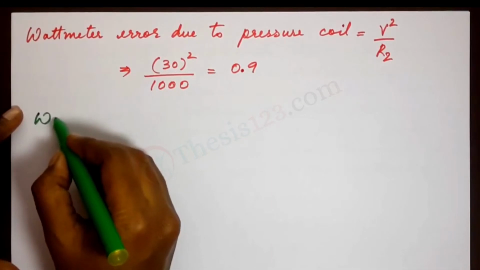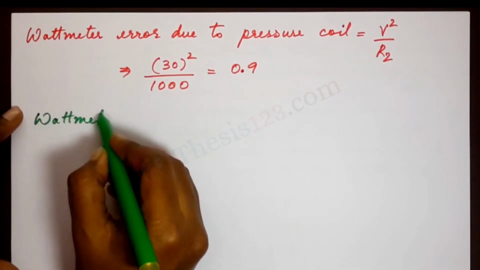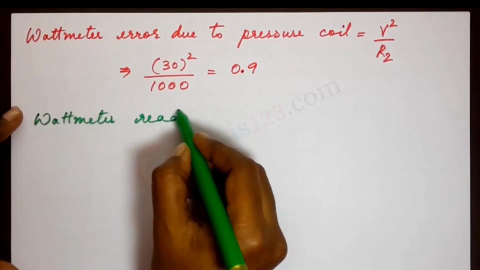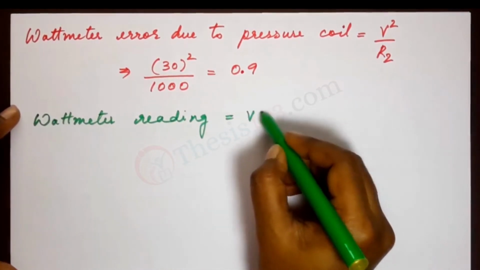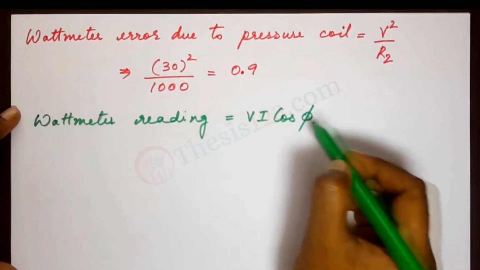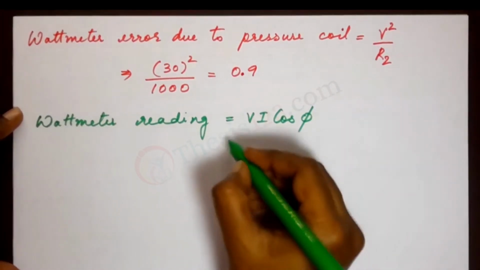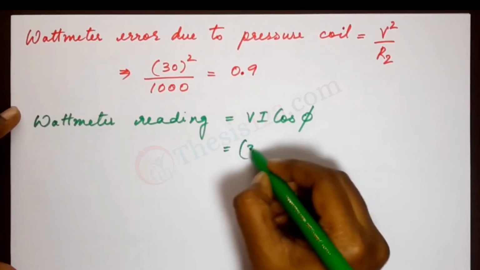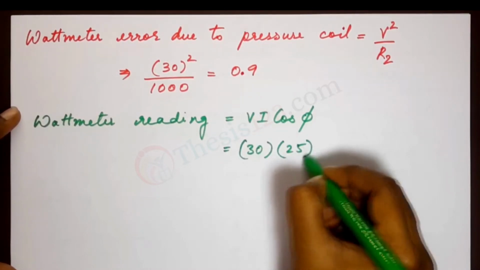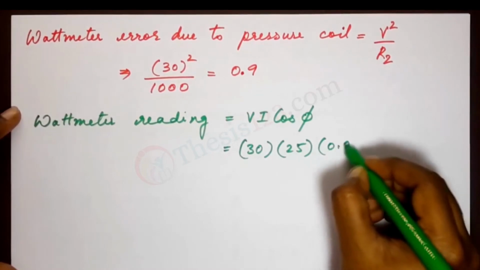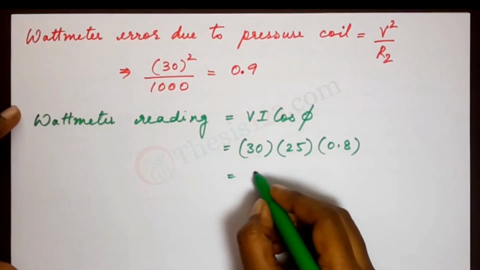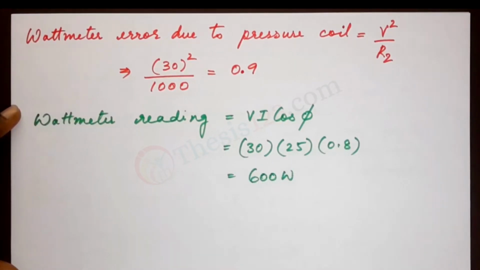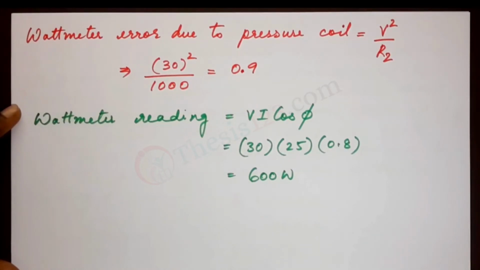Let's write down the wattmeter reading formula. Wattmeter reading equals, now the formula is VI cos phi, the general power equation. So what's V? 30. I is 25 and cos phi is 0.8. When you multiply these values, you should get a value of 600 watts. So 600 watts is our wattmeter reading.